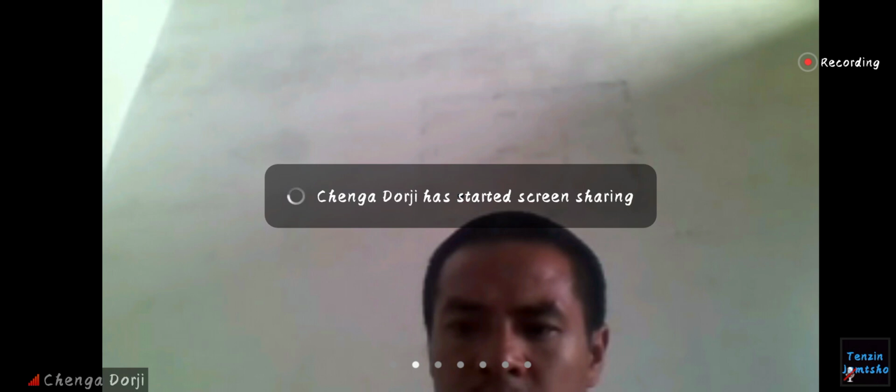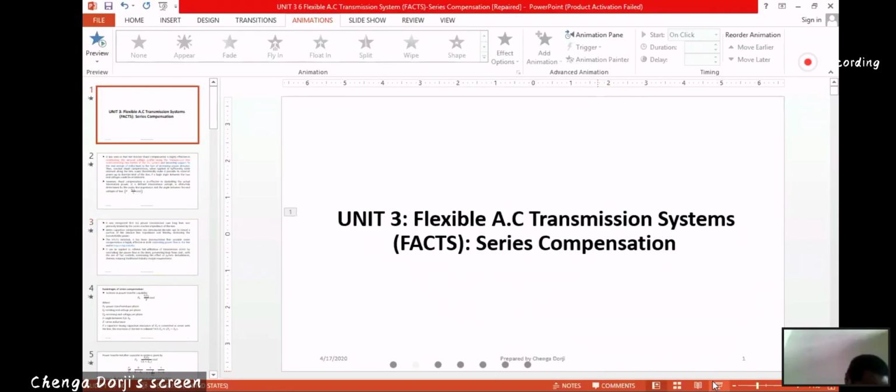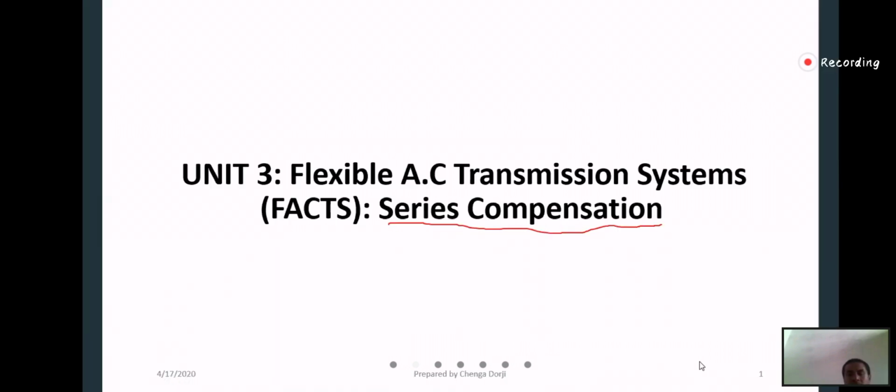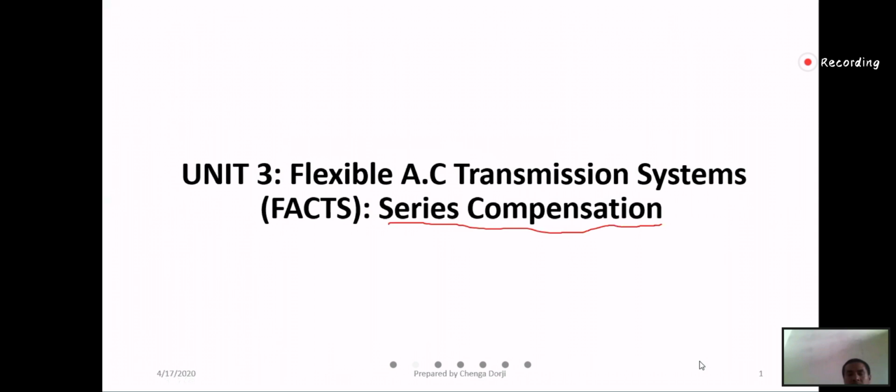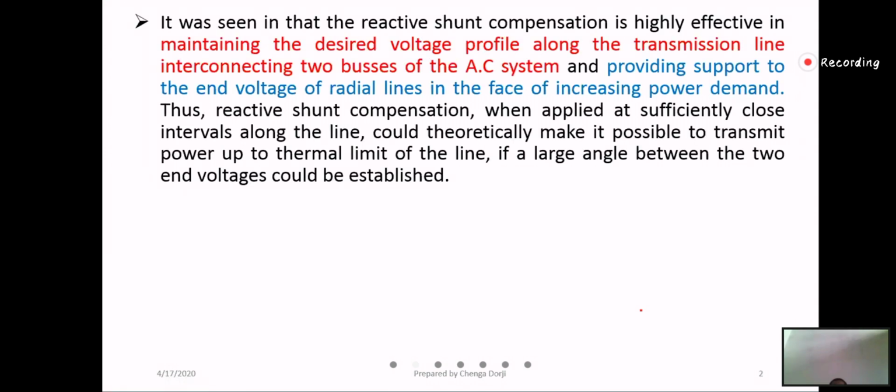Similar to shunt compensation, series compensation also has two types. One is capacitive compensation or variable impedance compensator, and the other one is the switching converter type. Two we have, and we will discuss them in detail one by one. First, this is just a recap of shunt compensation.